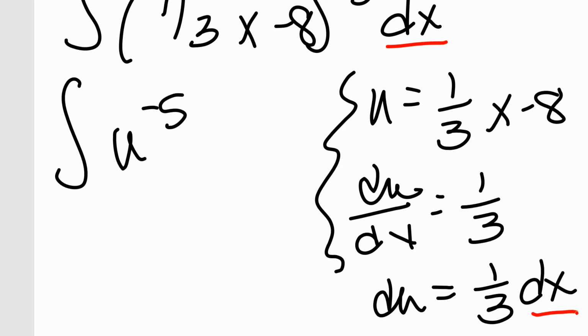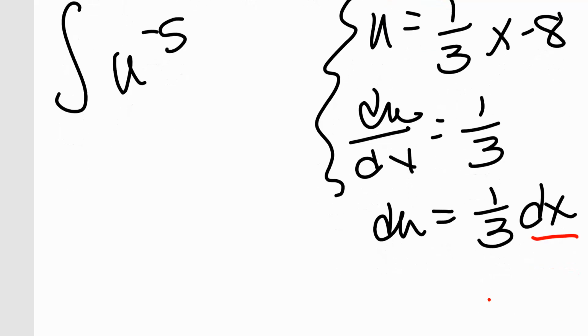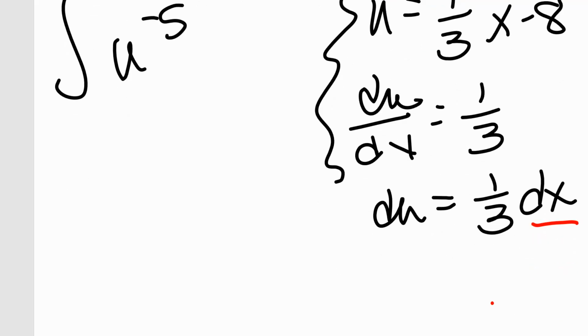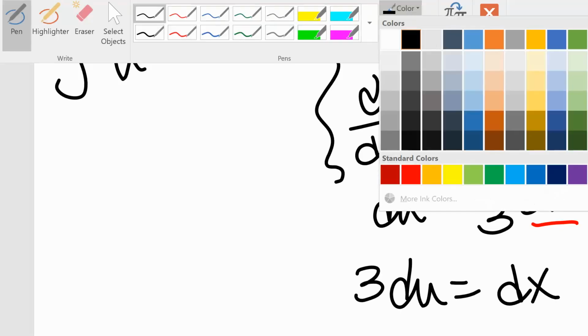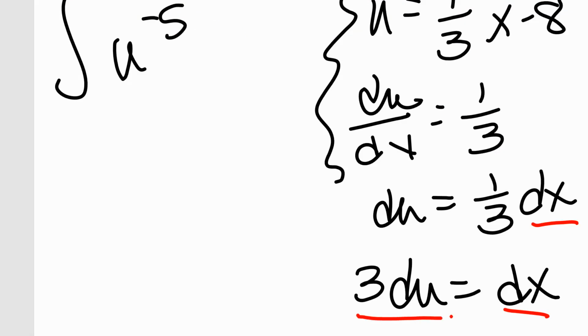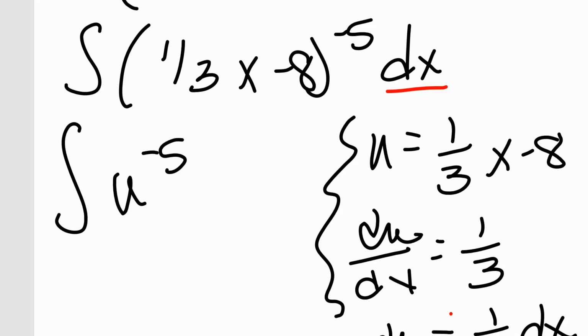I want this to be just dx, so I can substitute it in. I have 1/3 in front of this dx. I don't want it there. So how do I get rid of it? I'm going to multiply each side by 3. So when I multiply each side by 3, I get 3 du equals dx. So now I do have dx by itself. I can plug in for dx what dx is. Dx is 3 du. So up here I can get rid of my dx and multiply by 3 du. So notice on this top line, everything was in terms of x. Now on this line, everything is in terms of u.